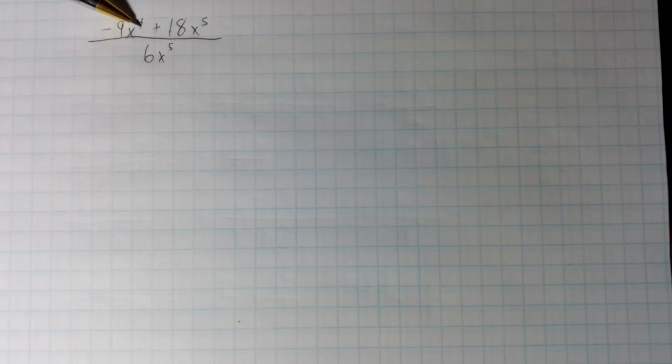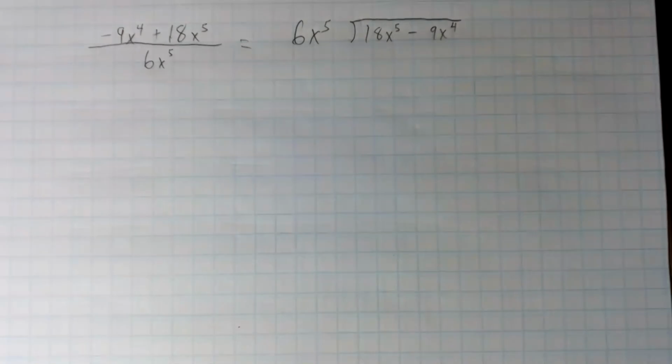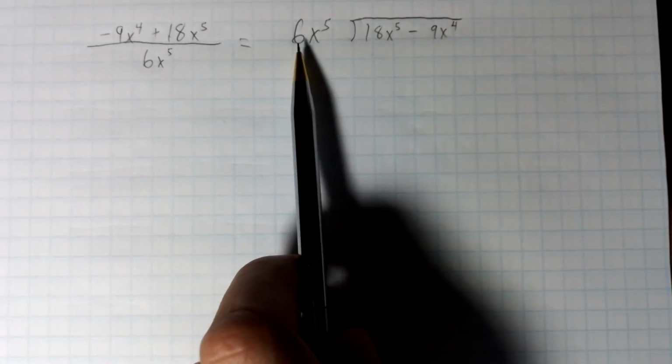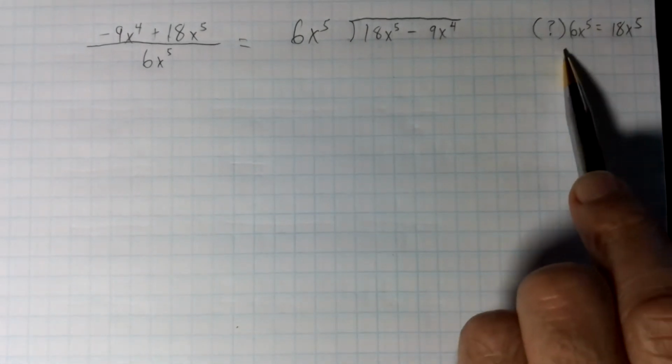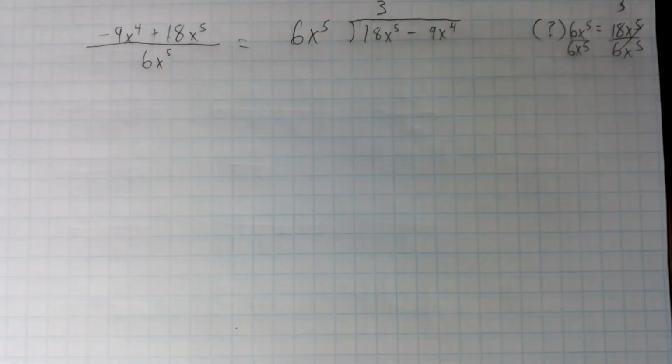Negative 9x to the 4th plus 18x to the 5th, all divided by 6x to the 5th. So I am going to do my long division, but I'm going to make sure that my 18x to the 5th is put in the leading position. All right, so here I've rewritten my equation. So the question I have to ask, what do I multiply this by in order to get this? I put my little side work over here. It turns out to get a 3. So I'm going to go ahead and write my 3 here.